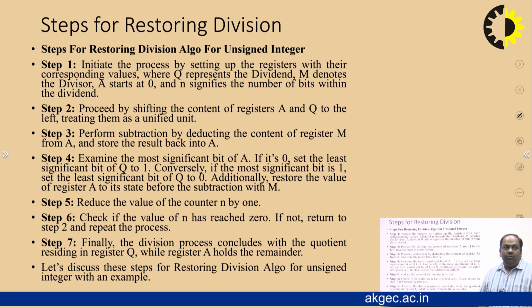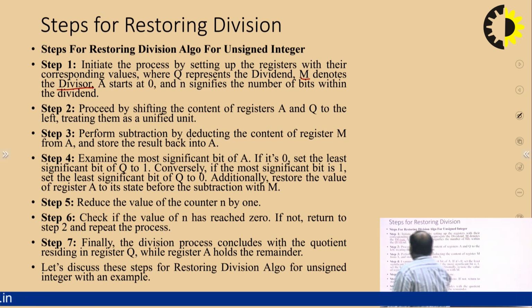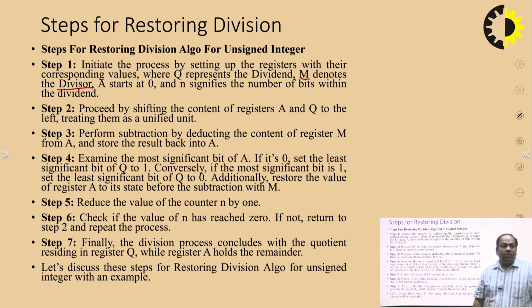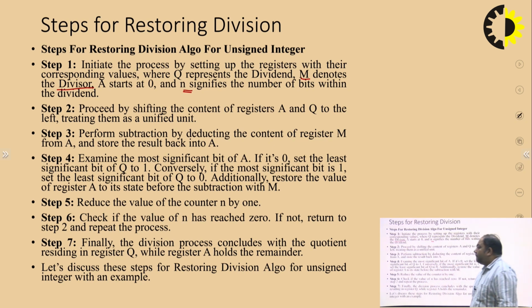First, we initiate the process by setting up the registers. In this we use 4 registers. The first register is Q, where we store the dividend. Next is M, which represents the divisor. A starts with 0, which is an accumulator; in the accumulator, the initial value is 0. The N register signifies the number of bits, and this N also represents the number of steps for completing the division.